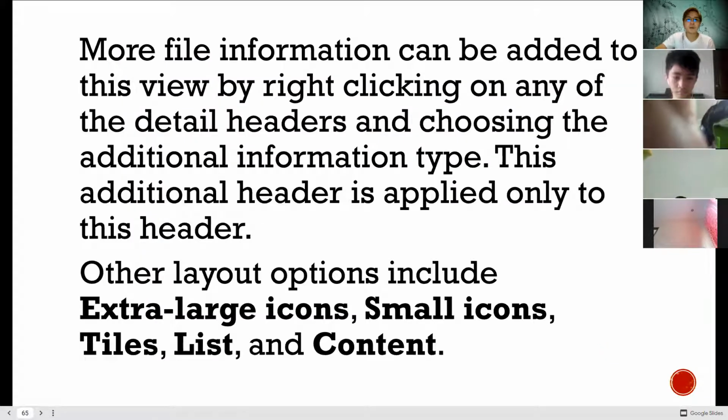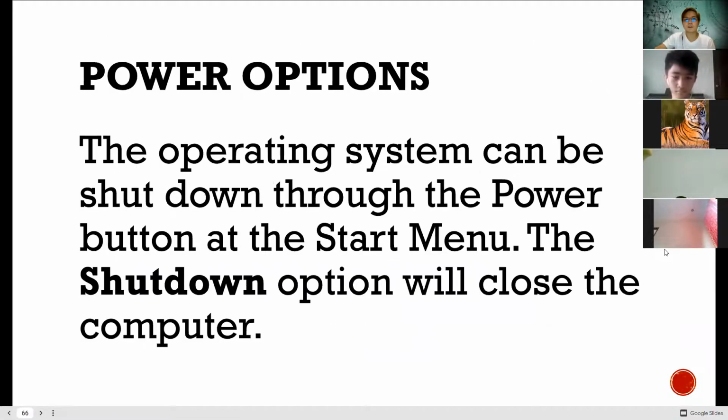Okay. More file information can be added to this view by right-clicking any of the details headers and choosing the additional information type, right? This additional header is applied only to this folder alone, okay? Other layout options include extra large icons, small icons, tiles, lists, and content, okay?